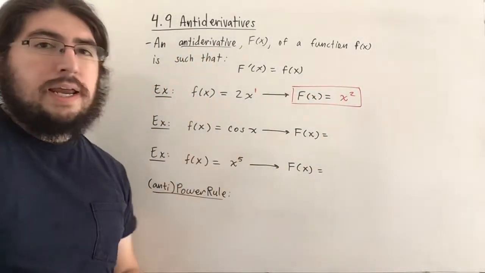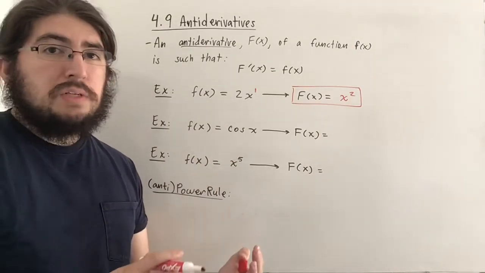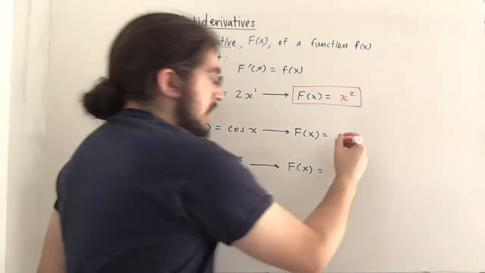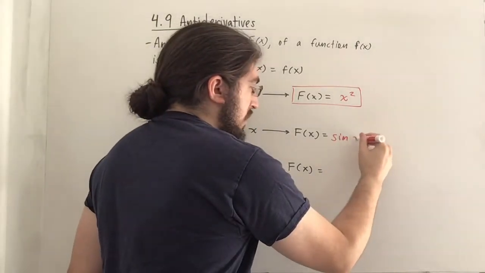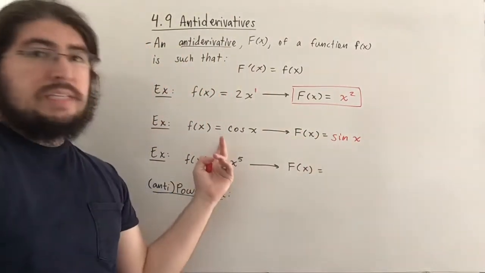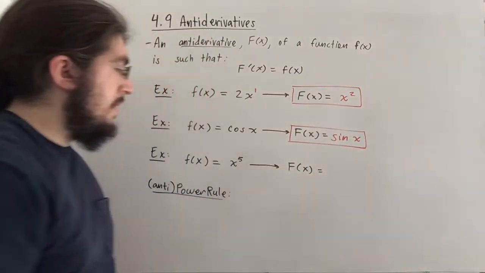What about cosine? Well, derivative of cosine is negative sine, derivative of sine is cosine, and that's it, actually. Since derivative of sine is cosine, that means the antiderivative of cosine must be sine, again, because the derivative of this is what we started with. So that's not too bad once you see that.